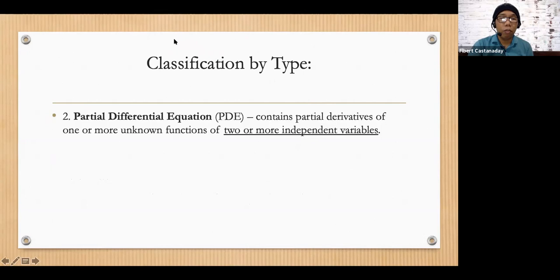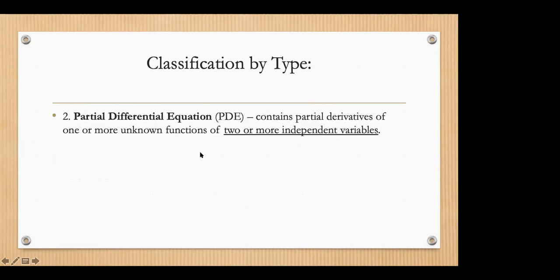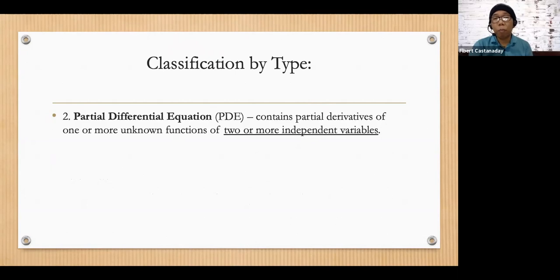Okay, so let's go to the partial differential equation. A partial differential equation, or PDE, contains partial derivatives. That's the first idea. For it to be called a PDE, it should contain partial derivatives. What's the property or characteristic of a partial differential equation? It should contain two or more independent variables. It means that the unknown function or dependent variable depends on two or more independent variables.